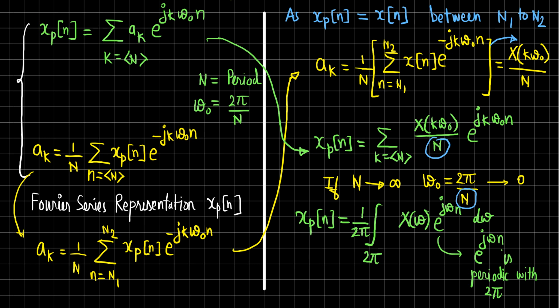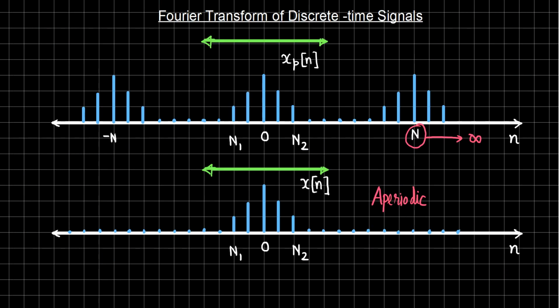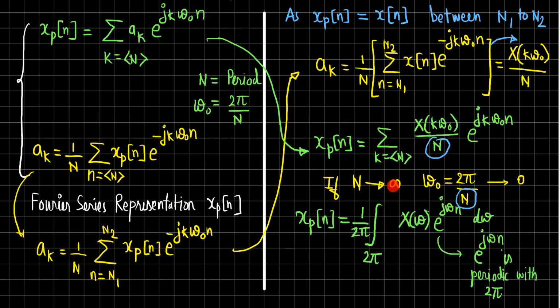I'll once again repeat what I have said here. This xp of n is nothing but a summation of capital X of k omega naught times e power j k omega naught n, and as we have imposed the condition of n tending towards infinite. We have imposed this condition because we want to obtain an aperiodic signal from a periodic signal. From this figure we can see that this aperiodic signal, that is x of n, is nothing but a part of xp of n when this n tends towards infinite. So we are imposing this condition of n tending towards infinite, and we observe that this omega naught tends towards 0 in that case, because omega naught is 2 pi by n.